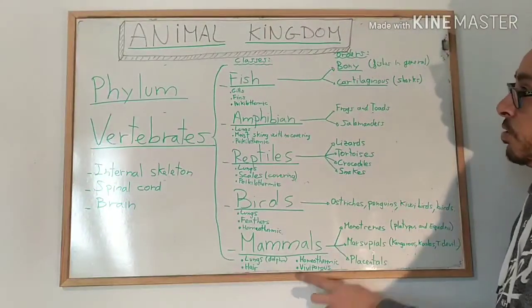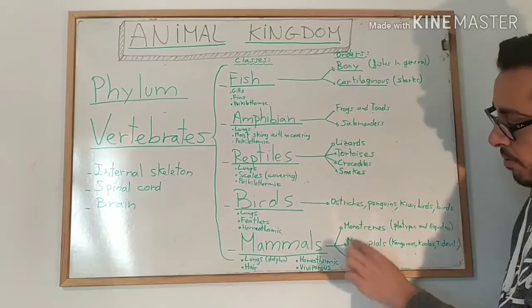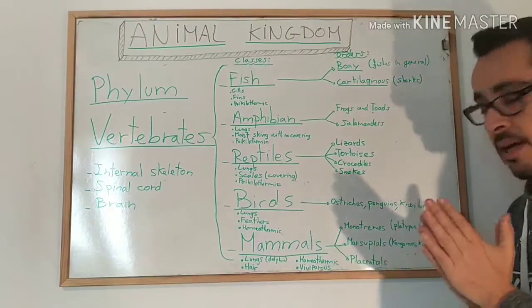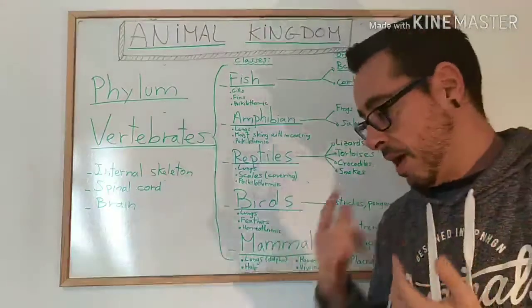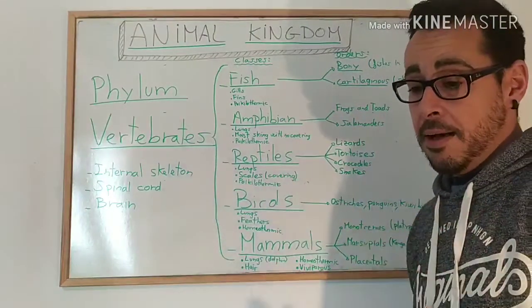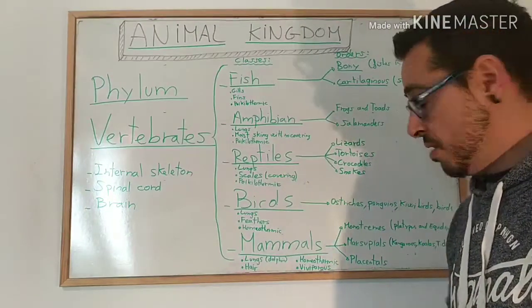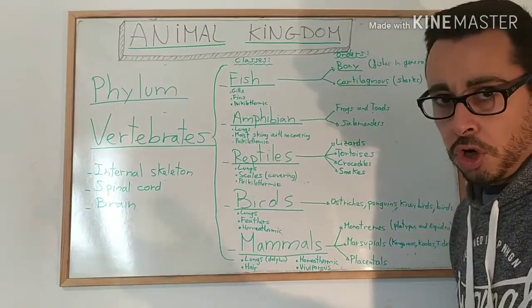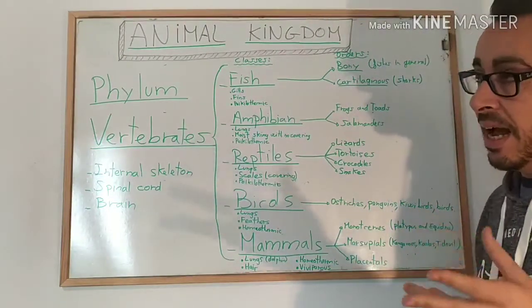In the case of mammals, we have three orders. Three: monotremes, marsupials, and placentals. Okay, placentals are most of the mammals. Okay, marsupials are the ones who live in a marsupium, which is a bag in the mother's body. Okay, and monotremes are platypus, ornithorhynchus, and echidnas, which look like a hedgehog.